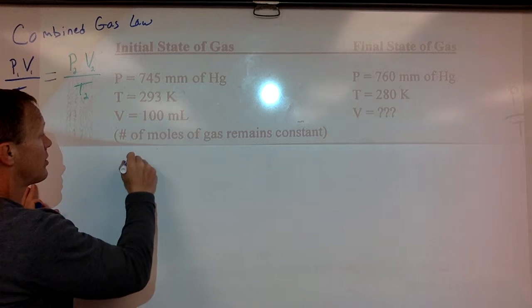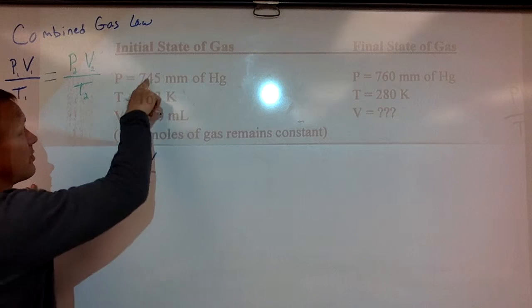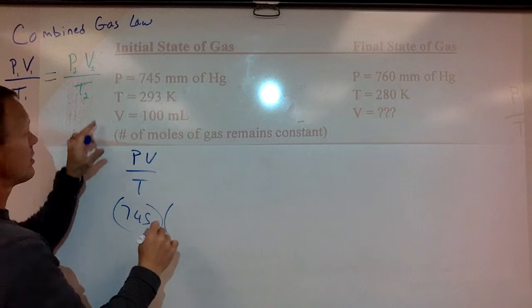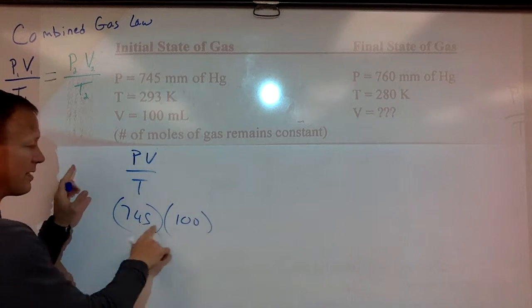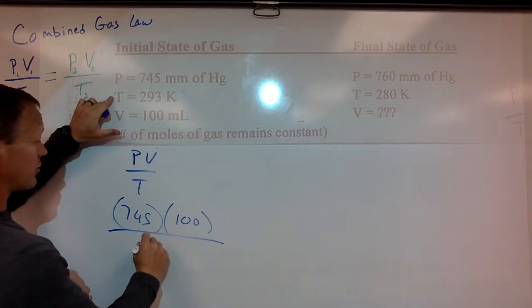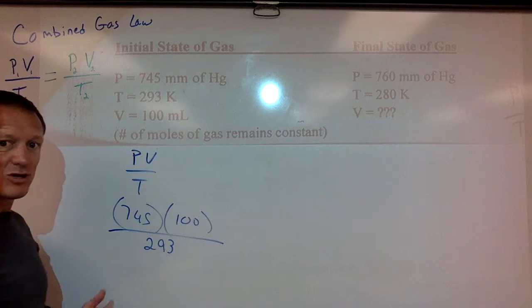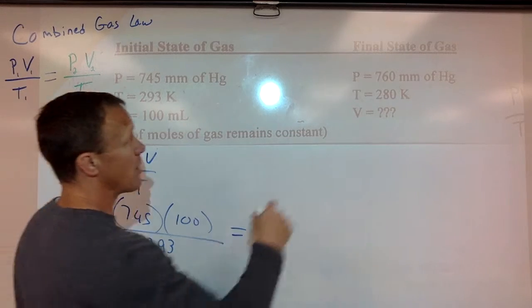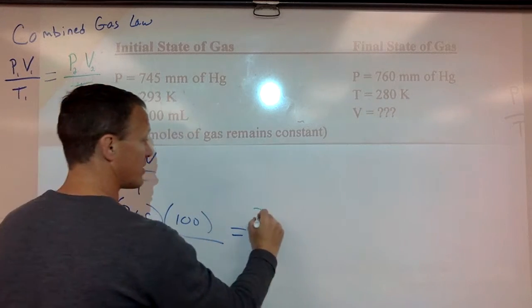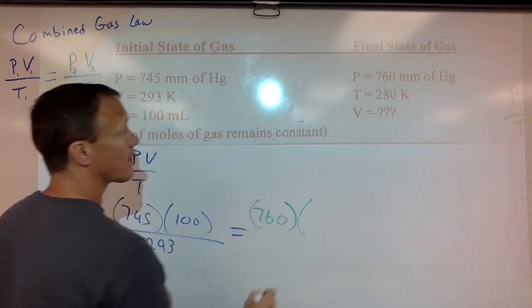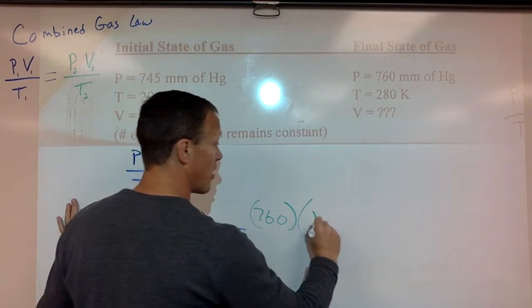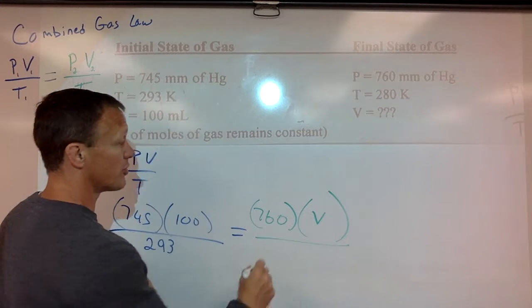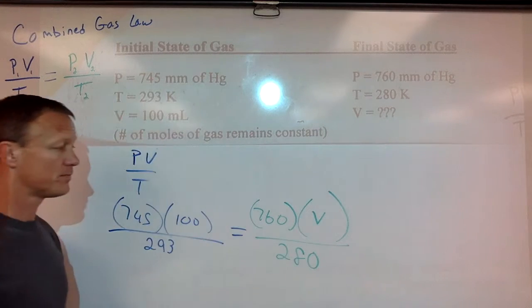So here we have PV over T. We got 745, I'll put them in parentheses just to separate them out, times 100 milliliters. So there's our P times our V over our temperature, 293 degrees Kelvin, which is about room temperature, pretty close to it, equals, all right, now we've changed the pressure to 760, so we put a 760 over here. We're trying to figure out what is the volume. It won't always be volume we're solving for. The temperature is now 280 degrees Kelvin.